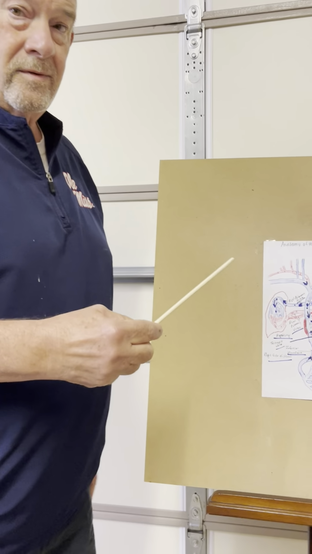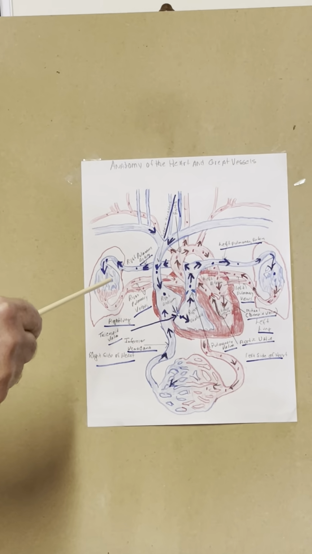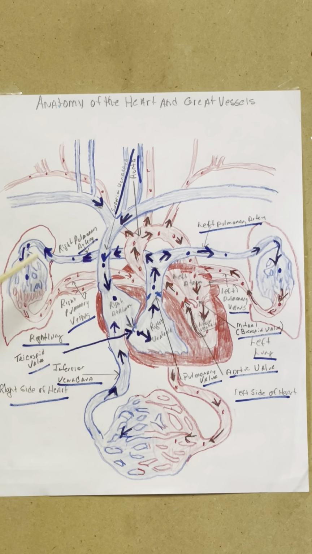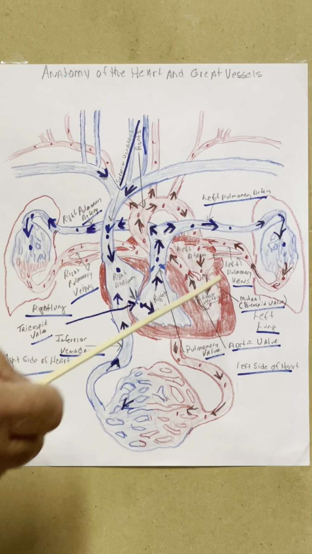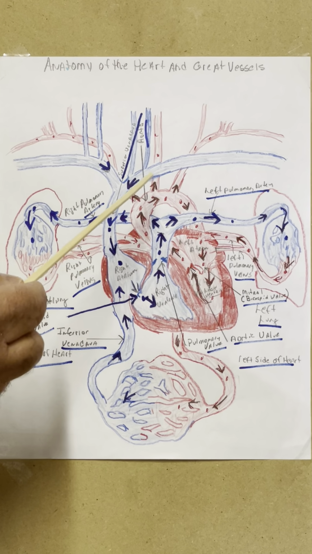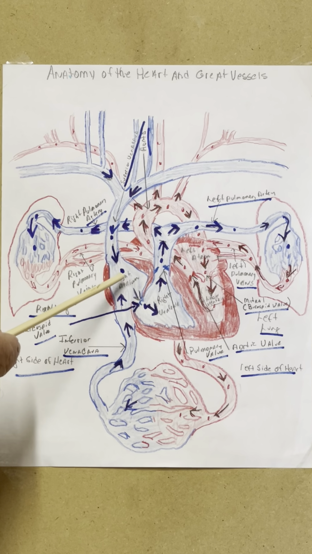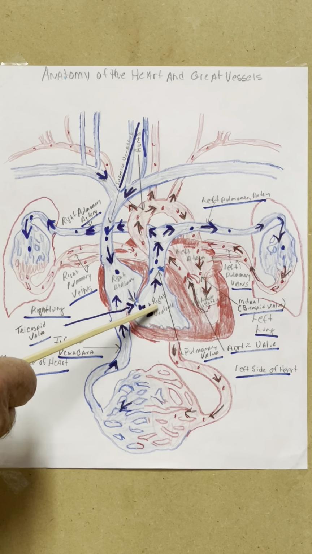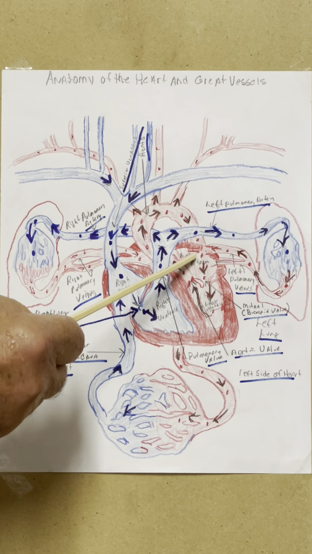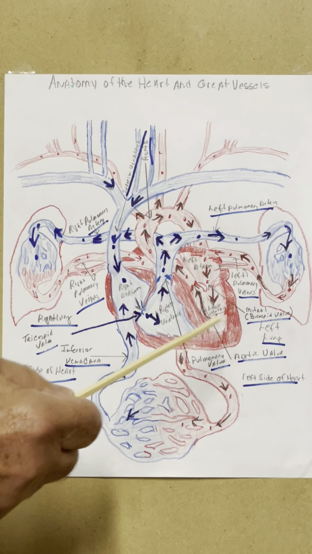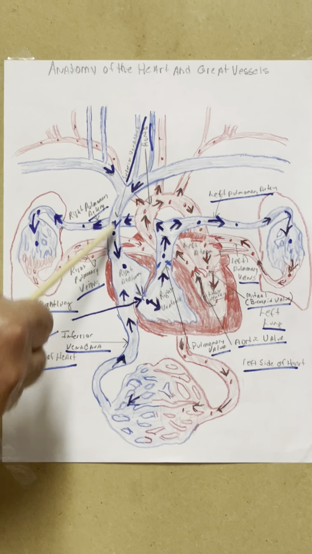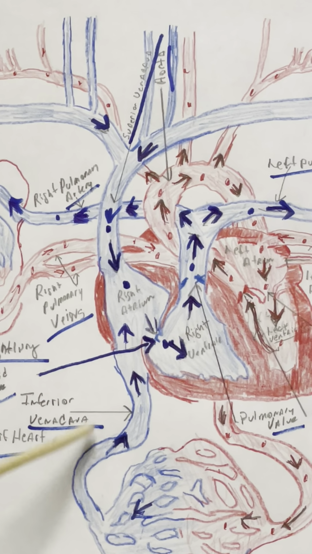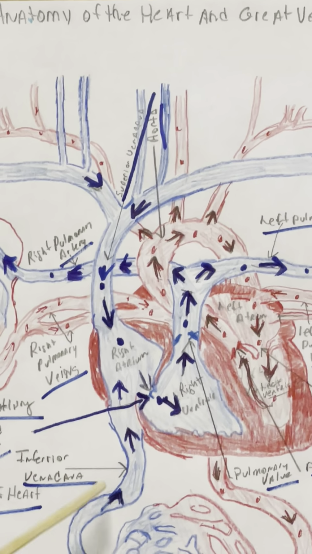So let's go over to the drawing here, and these are the lungs right here. This would be the right lung, this would be the left lung. This would also be the parts of the heart, which would be the right atrium, the right ventricle, the left atrium, and the left ventricle. The areas in blue focus on deoxygenated blood. That's the flow of deoxygenated blood.